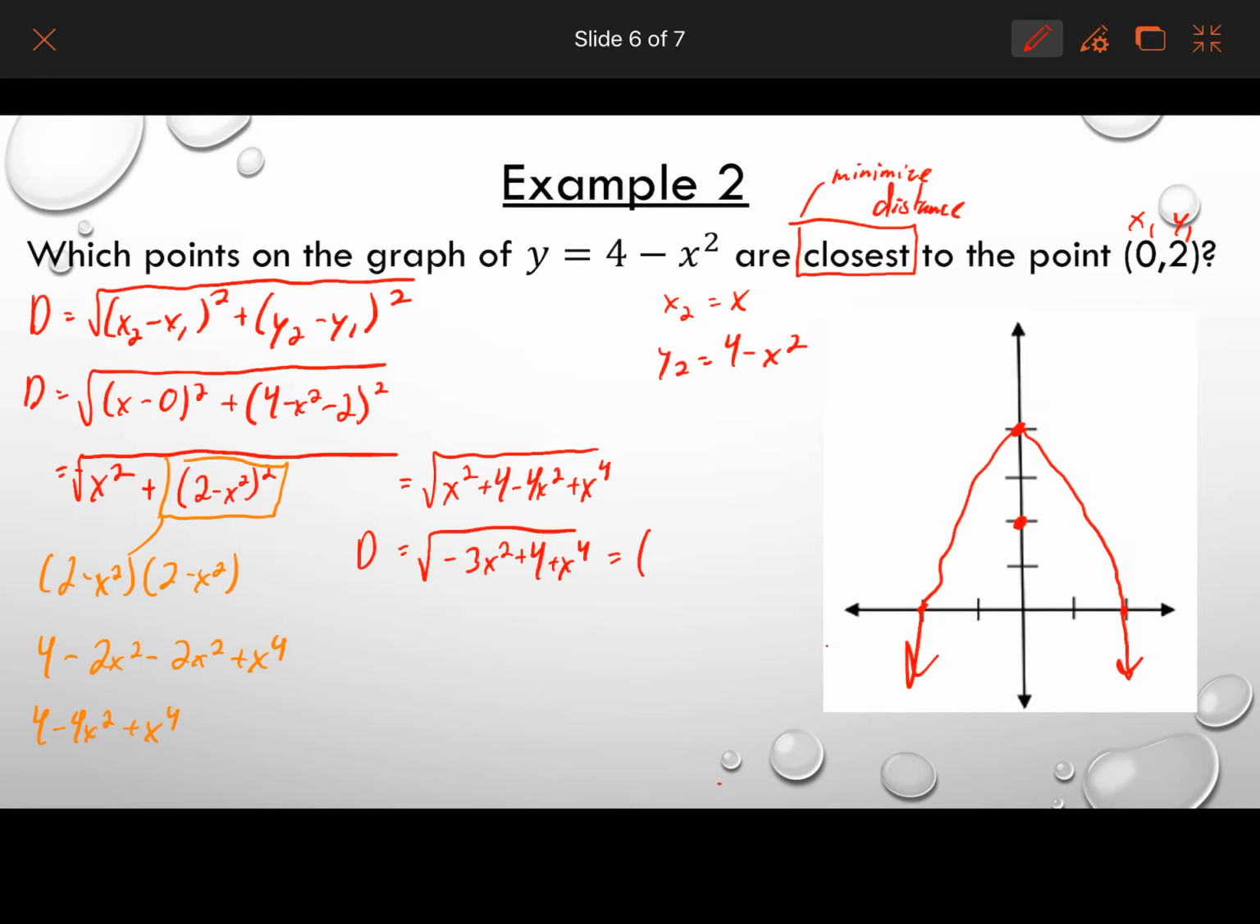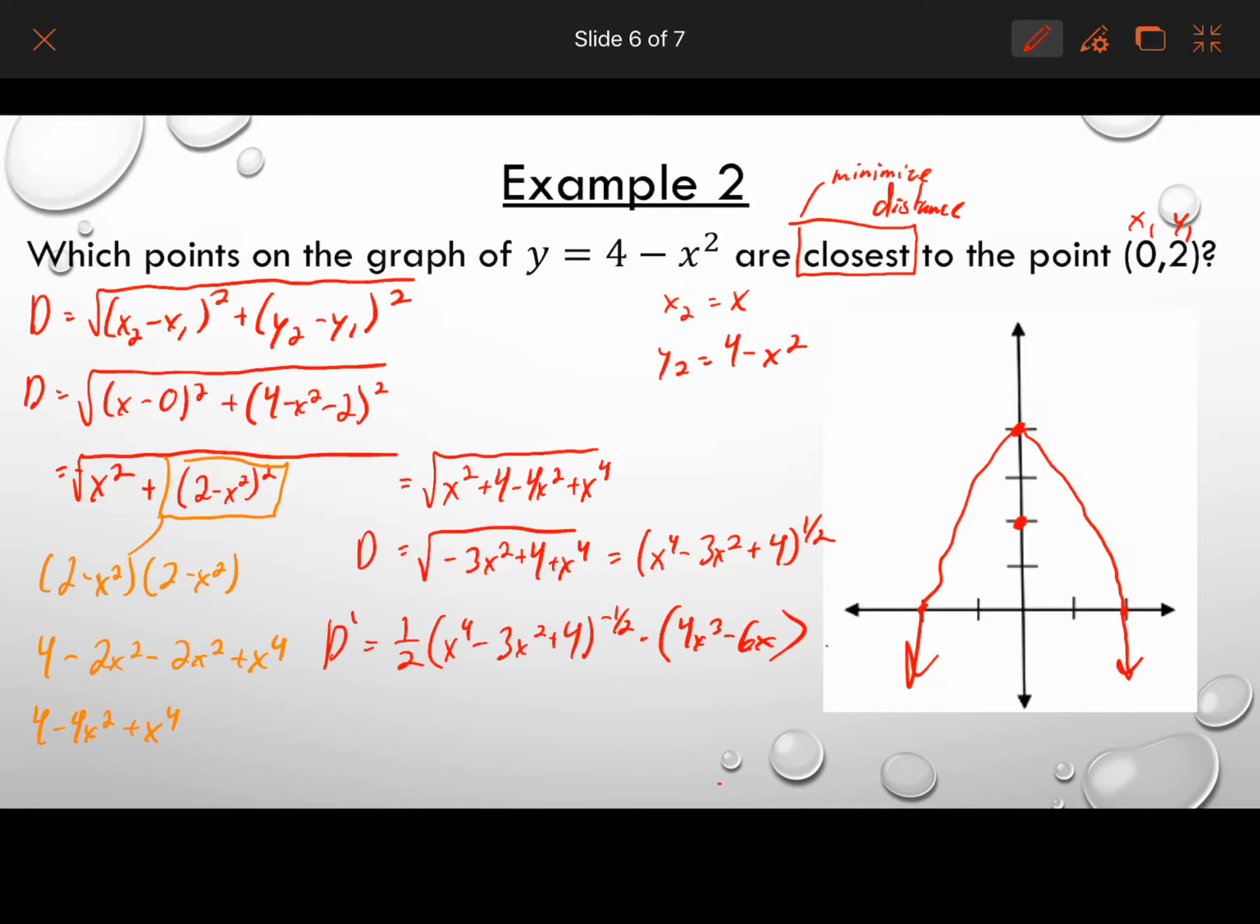So I'm going to rewrite this as, remember when you take the square root of something, it's just taking it to the 1/2 power. So x to the fourth minus 3x squared plus 4 to the 1/2 power. So we got to use the power rule for this and the chain rule. So we end up with d prime, 1/2 times the quantity x to the fourth minus 3x squared plus 4 to the negative 1/2 power times the derivative of the inside, so 4x cubed minus 6x. So we got that.